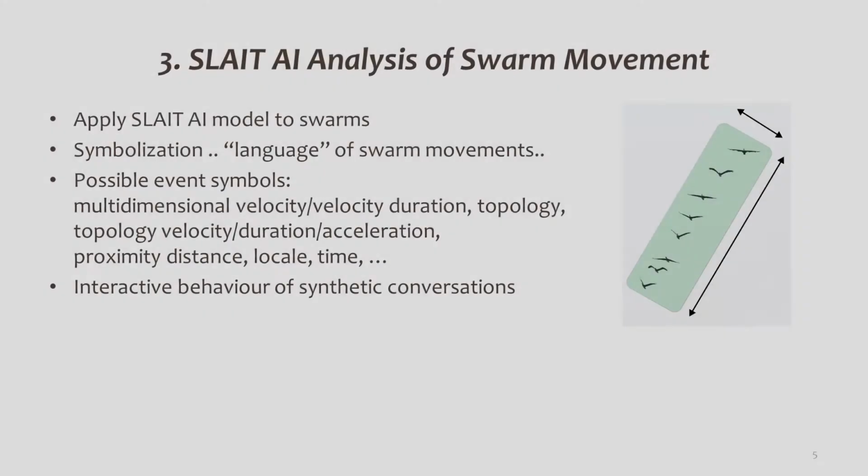Now, the next example that we might consider is this idea of swarm behavior. In this case, you can probably start to see that the idea of symbolization isn't really too difficult. We just simply think, okay, what are the behaviors that might perhaps characterize what we're looking at? And then we apply an algorithm to symbolize those. So for example, we could use the multidimensional velocity, the velocity duration. We could then also look at the topology, velocity, and duration.